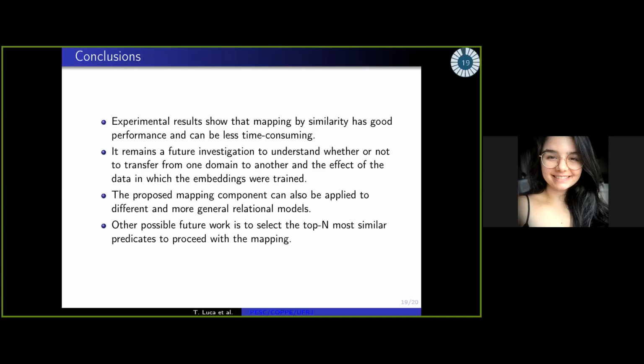So our experimental results show that mapping by similarity has a good performance and can be less time consuming. However, it depends on the pair of data sets. So it remains a future investigation to understand whether or not to transfer. And also the effect of the data in which the word embedding is trained matters. So we believe that if we change the context in which those words appear, we have different mappings.